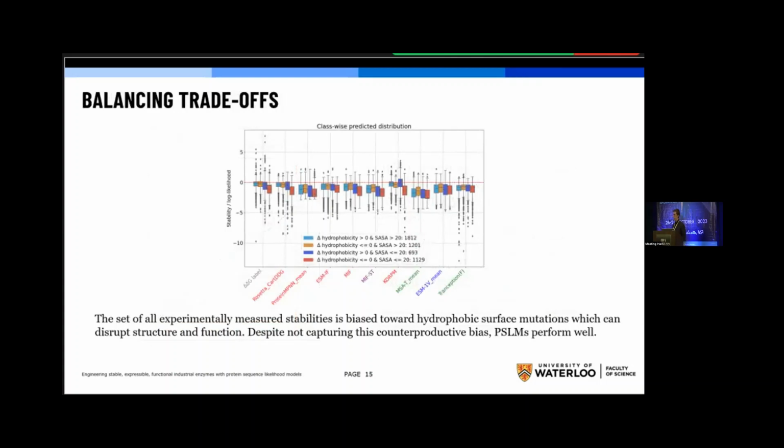And briefly, I talked about the trade-offs of these traditional models and the fact that they have this bias that tends to make worse mutations. All I really want you to understand from this is that the dominant class in the training data of good mutations that stabilize proteins are hydrophobicity-increasing mutations that occur on the surface of the protein. And while these do improve stability, they tend to reduce the solubility and the function of the protein. So Rosetta captures that same bias because it was trained using similar data, but PSLMs, these likelihood-based models, are not preferring those types of residues. They prefer residues that are common in nature, and those residues tend to make the protein more soluble and more active.